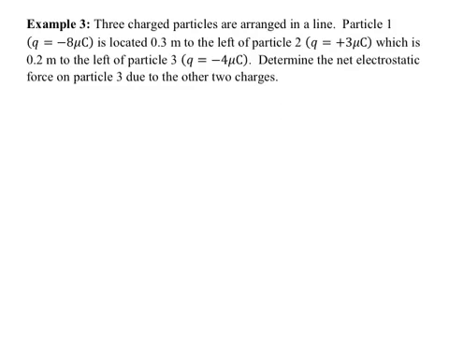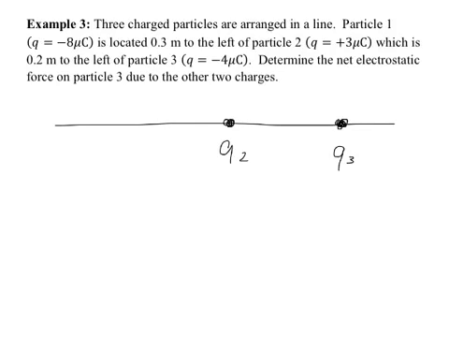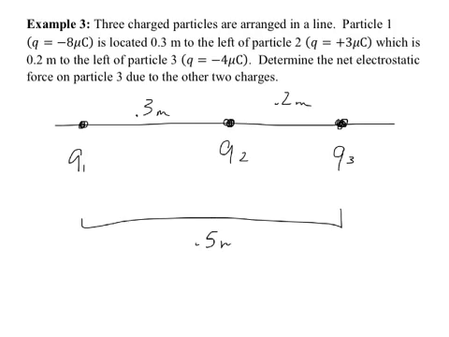Example 3 now says that 3 charged particles are arranged in a line. Let's think about this. We have a line here. It says that particle 1 is located 0.3 meters to the left of particle 2, which itself is 0.2 meters to the left of particle 3. So it means that particle 3 is all the way on the far right. We'll call that Q3. Then particle 2 is somewhere in here, and this is going to be called Q2, and this distance here is 0.2 meters. And then the next particle, particle 1, is out here, and that's 0.3 meters from particle 2. So altogether, this is a distance of 0.5 meters here.